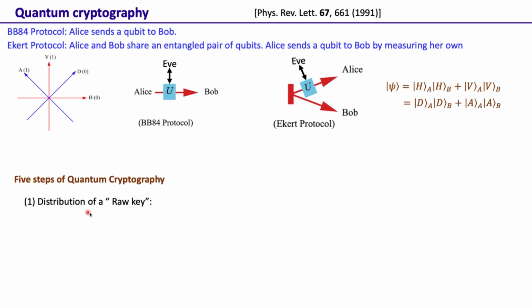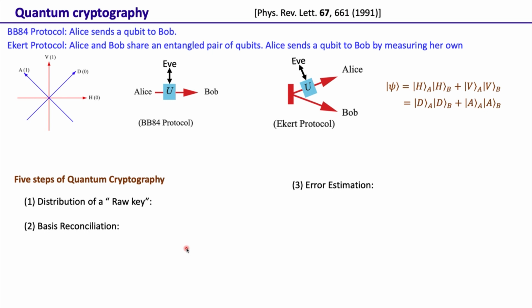Now, the next step in quantum cryptography is what's called the basis reconciliation. This we will get to in more detail in a bit. In basis reconciliation, Alice and Bob, after distributing the raw key, talk to each other about whether they used the same basis or a different basis, and that's called the basis reconciliation. At the end of basis reconciliation, they generate what's called a sifted key.